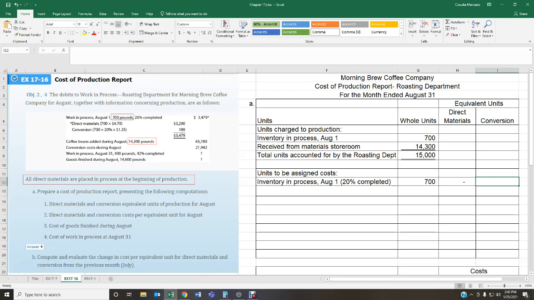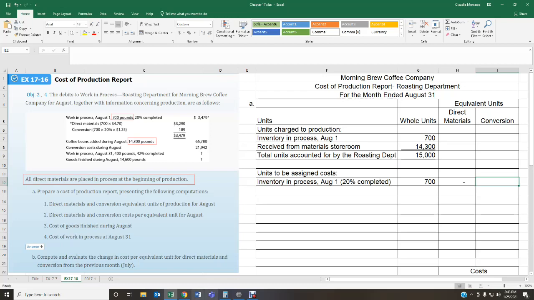Okay. Now how about conversion cost? Now for conversion costs, we do have conversion costs. Why? Because it says here that we had working process of 700 pounds and it was 20% completed. So we finished those 700 pounds of coffee beans in the month of August. So if we finished them and they were only 20% complete when we transferred them over, that means that this month we completed 80% of it.